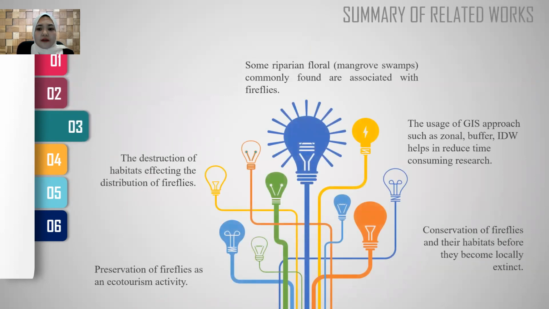So preservation of fireflies as an ecotourism activity needs to be enhanced so that it can conserve. However, the destruction of habitat will affect the distribution of fireflies. Some riparian flora commonly found are associated with fireflies. The usage of GIS approaches such as zonal, buffer and IDW helps in reducing research time. Therefore, conservation of fireflies and their habitat is a need before they become locally extinct.